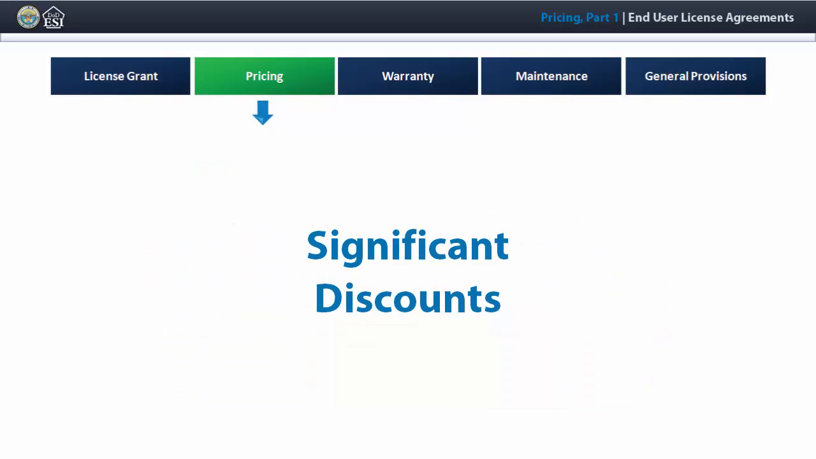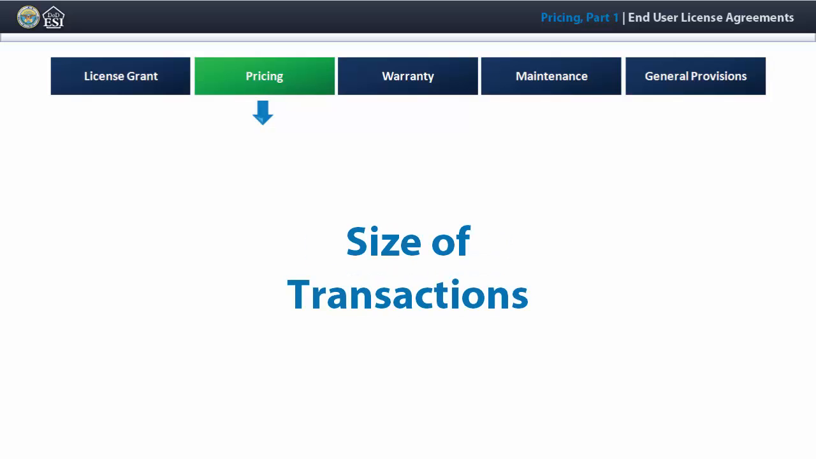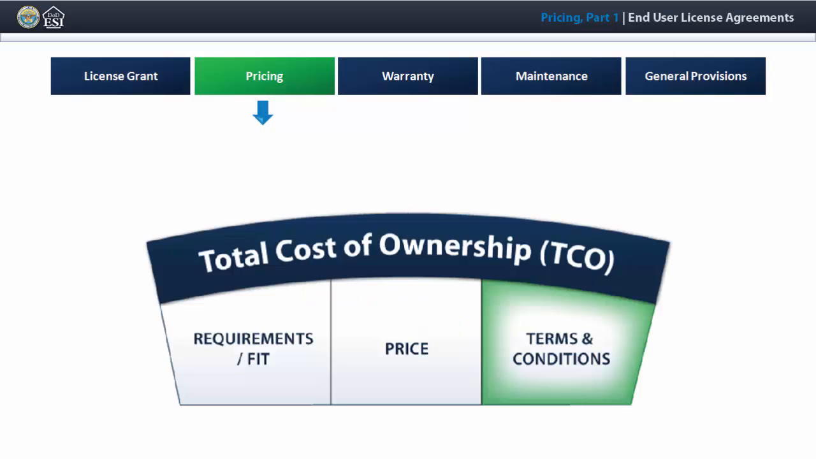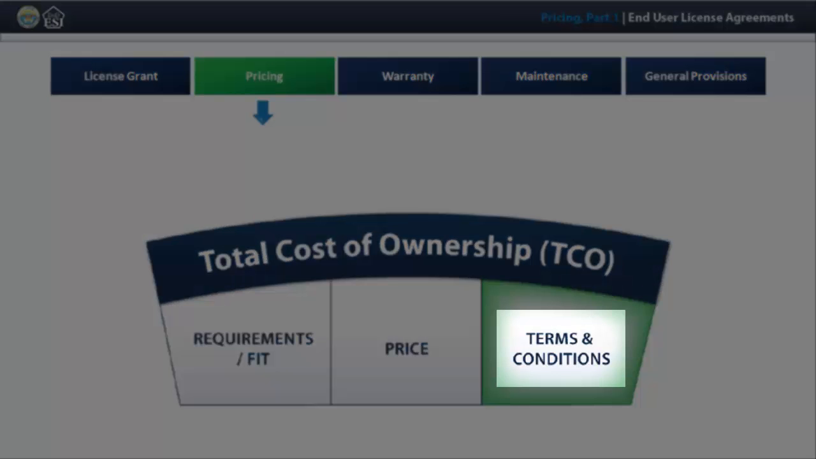Significant discounts from list prices can be obtained based on the size of the transaction, but the value of this discount must be viewed in relation to our success in achieving the best terms and conditions.